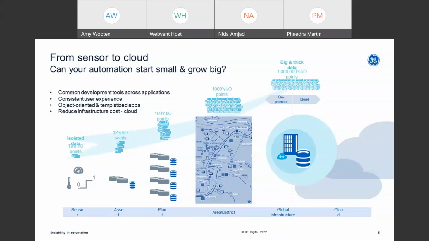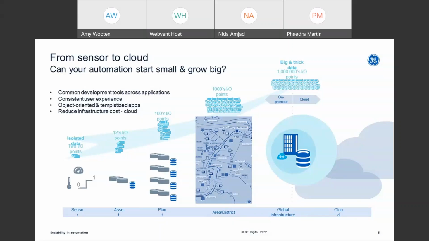So as you're trying to do this, some key things to think about are having a common development toolset that enables that type of scale, having a consistent experience, not just of your end applications, but also for the development and configuration environments, and being able to use mechanisms like object-oriented modeling and templatized screen building to help capture commonality across many items while still managing their individual differences.